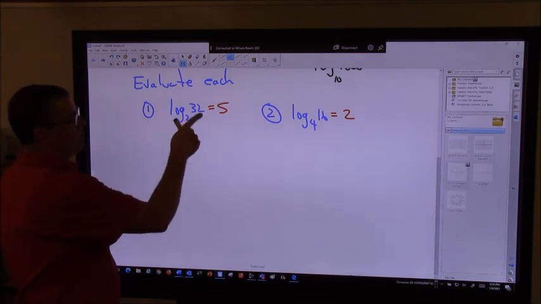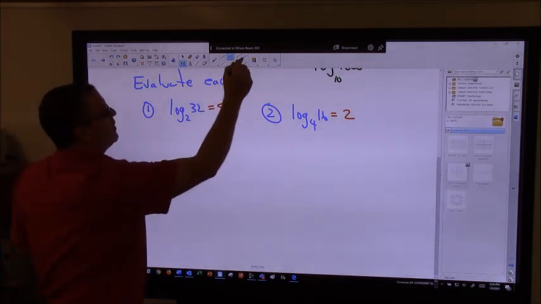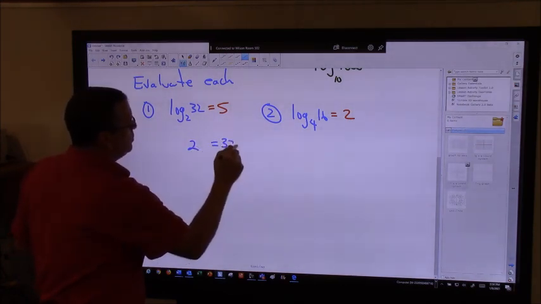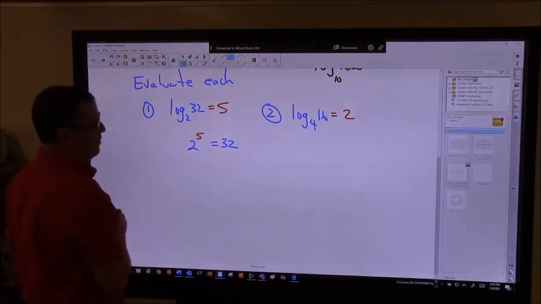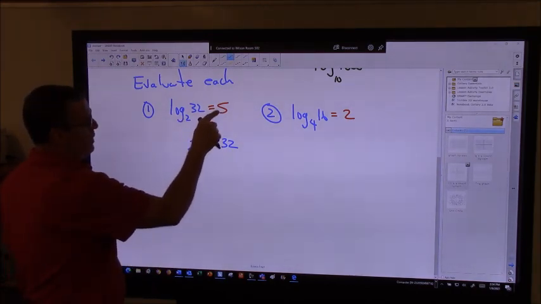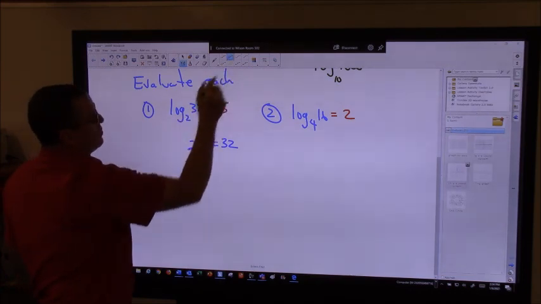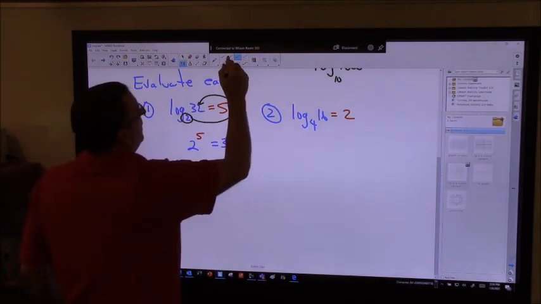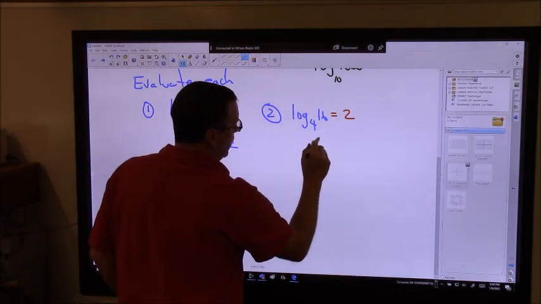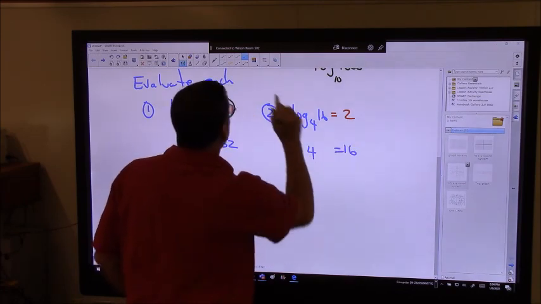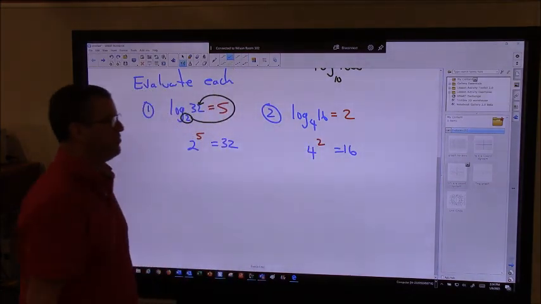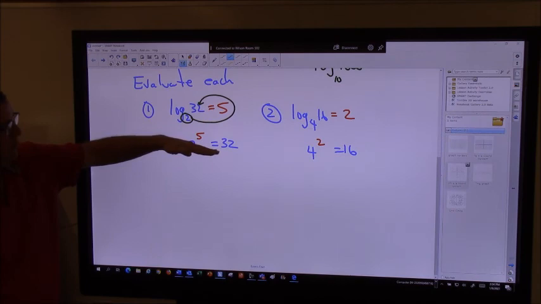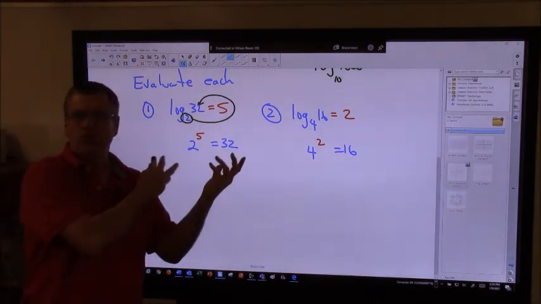Now, if I want to rewrite this real quick, let me do a little bit of color coordination here. 2 raised to what power equals 32? And that would be 2 to the 5th power, right? This base raised to this power equals this. There's that swirl thing again, right? Swirl it. And for this one over here, I've got 4 raised to some exponent equals 16, and that exponent was 2. So I've now converted both of these from log form to exponential form. They didn't ask me to do that. I'm just doing it so we can see it.